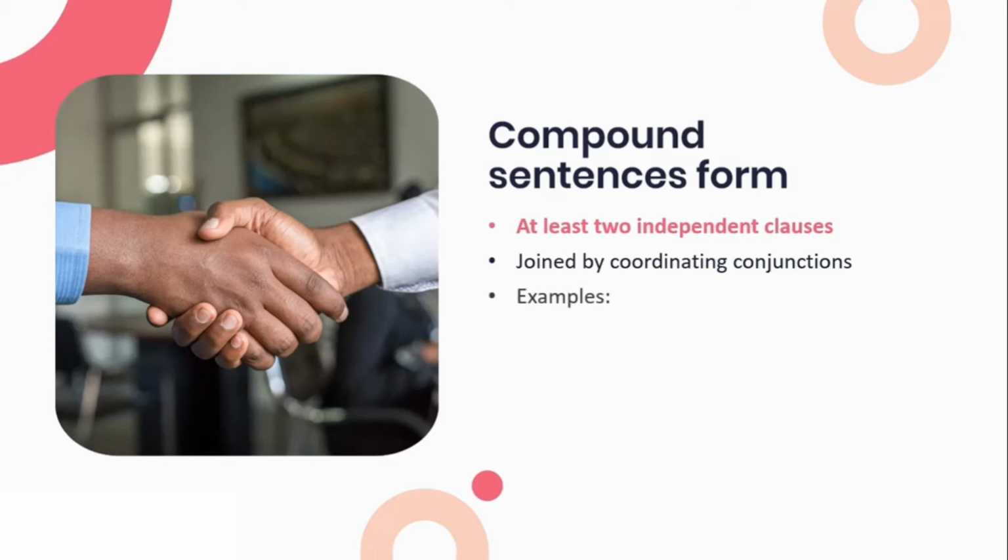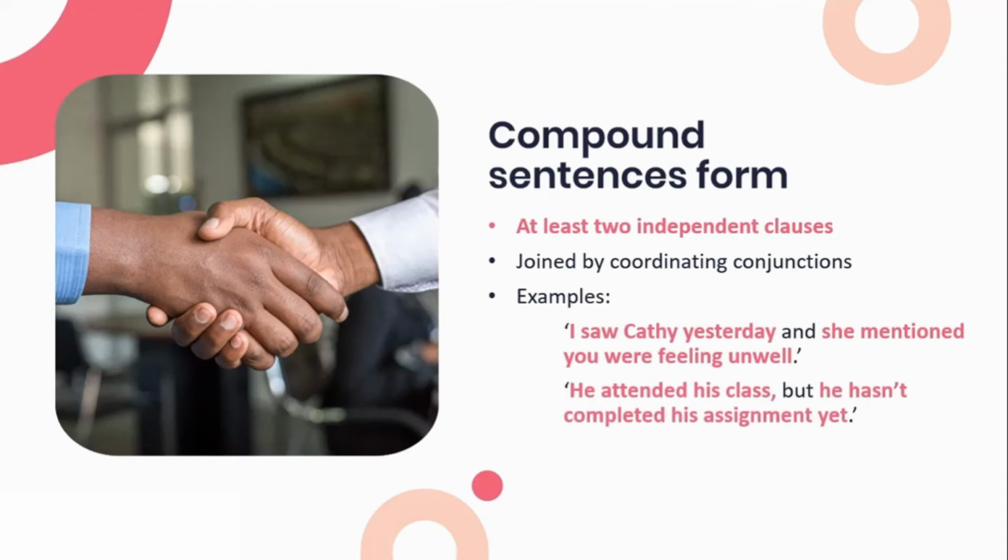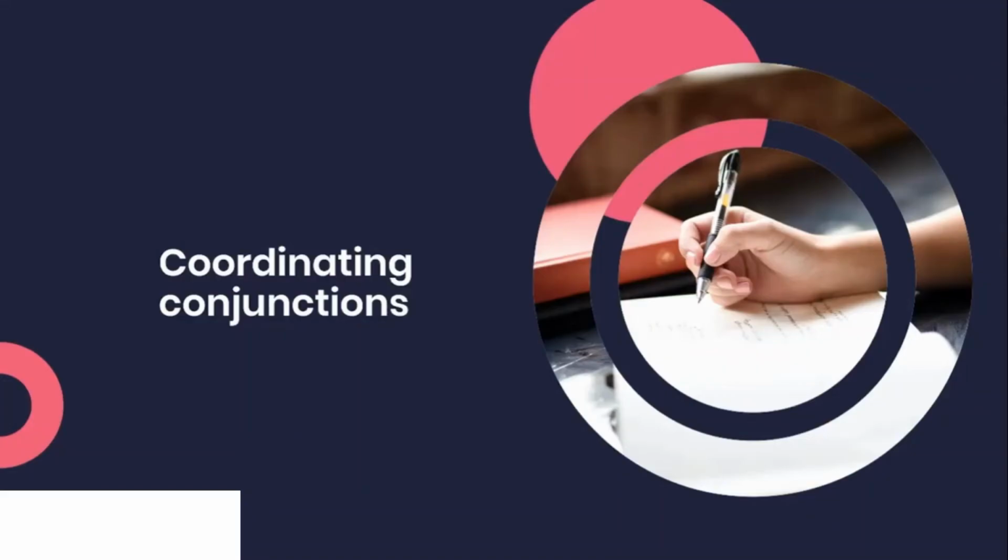So here are some examples of compound sentences. I saw Kathy yesterday and she mentioned you were feeling unwell. He attended his class, but he hasn't completed his assignment yet. The parts of the sentences written in pink are the independent clauses. As you can see, they are joined by coordinating conjunctions and, but. So on that note, let's quickly go over the coordinating conjunctions that join compound sentences.